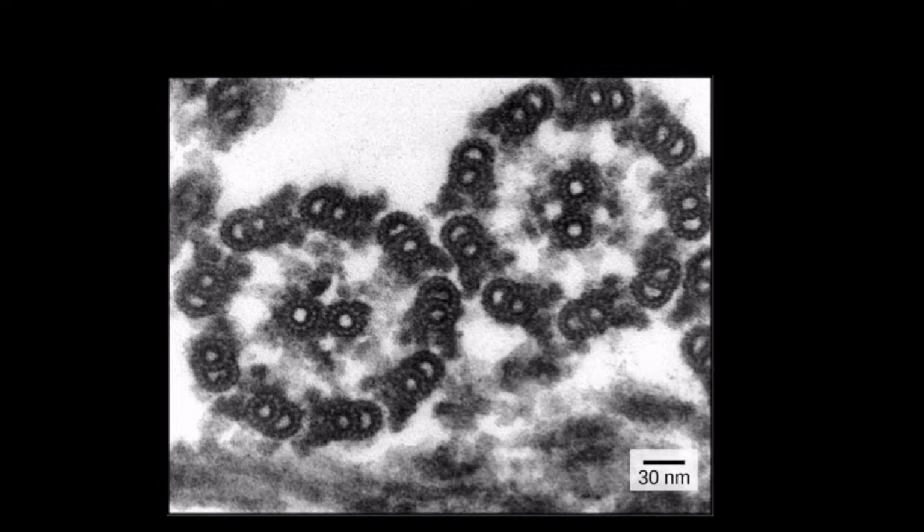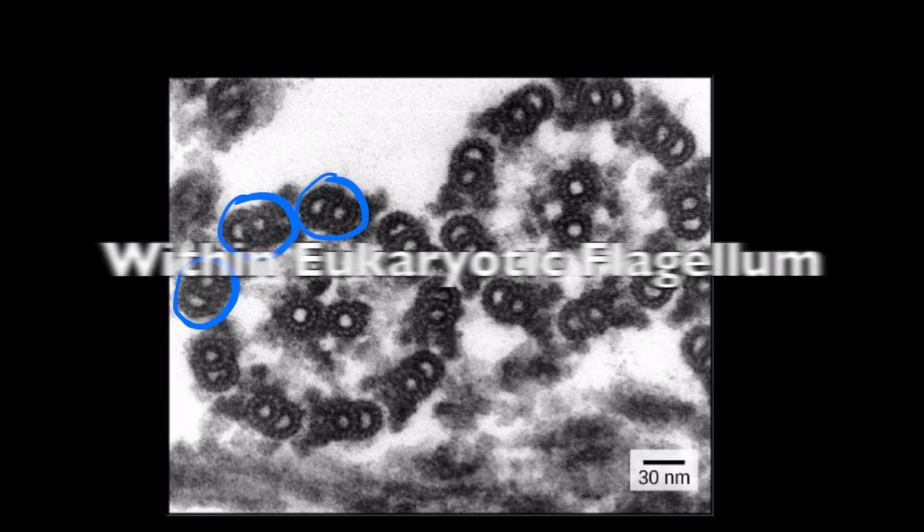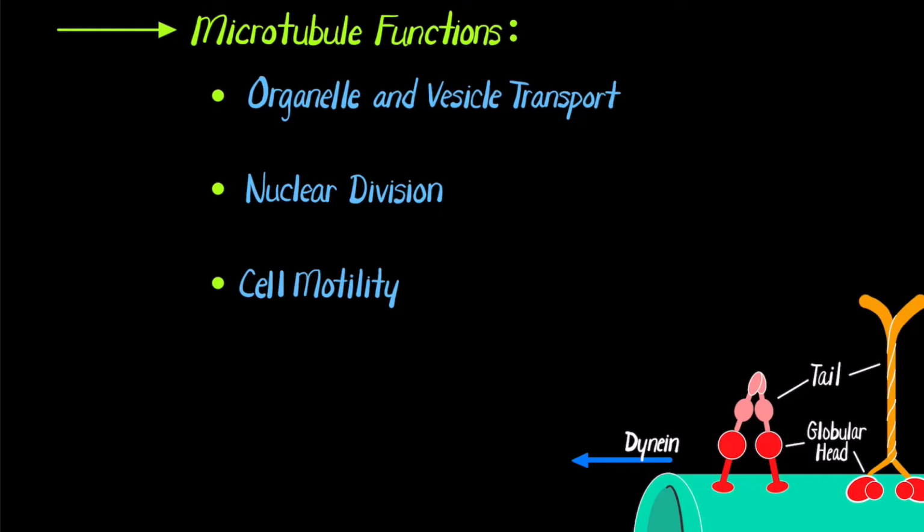Here's a microscopic display of a microtubule. We see the dimers, and there's 13 of these columns, you may think of them as, and they're known as protofilaments. So what should you take away from microtubules? Well, let's list their functions real quickly. Microtubules are highly important in organelle and vesicle transport, nuclear division, mitosis, and cell motility.